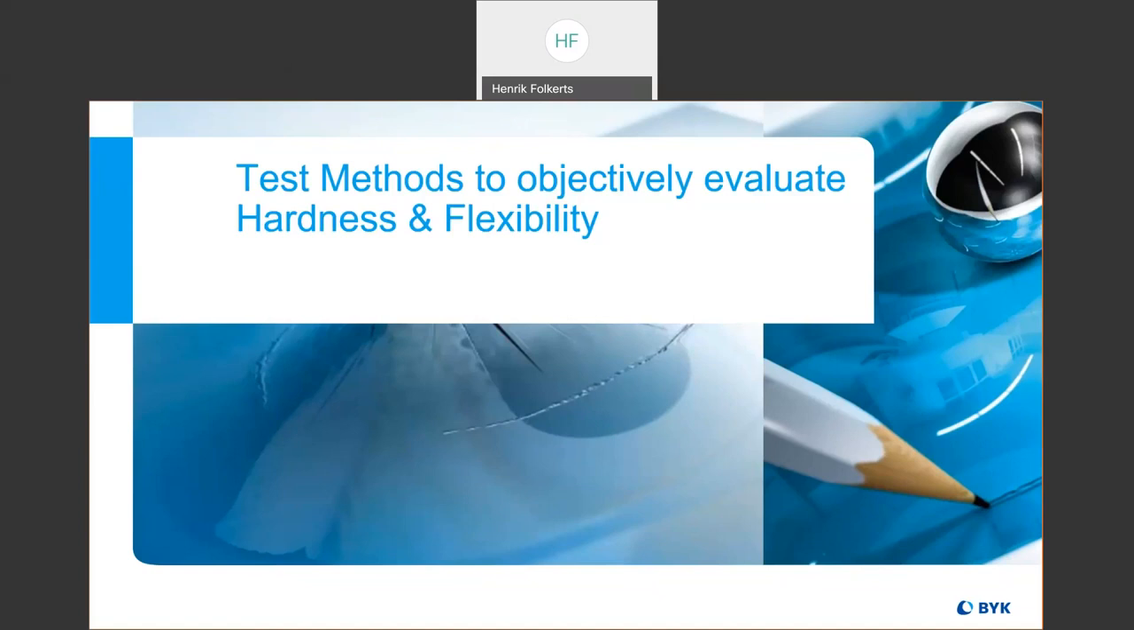Now let's start with the web seminar. The first question is, what is hardness? Hardness is the resistance of a coating to a mechanical force, such as pressure, rubbing, or scratching. Therefore, the term hardness in coating often leads to misunderstandings. A coating should have a certain hardness, but on the other hand, it should also have a certain flexibility. In order to be able to determine the hardness and flexibility of coatings, various test methods will be shown now.